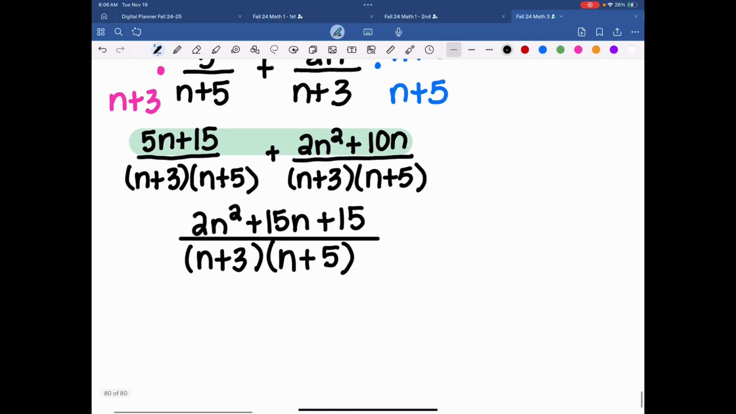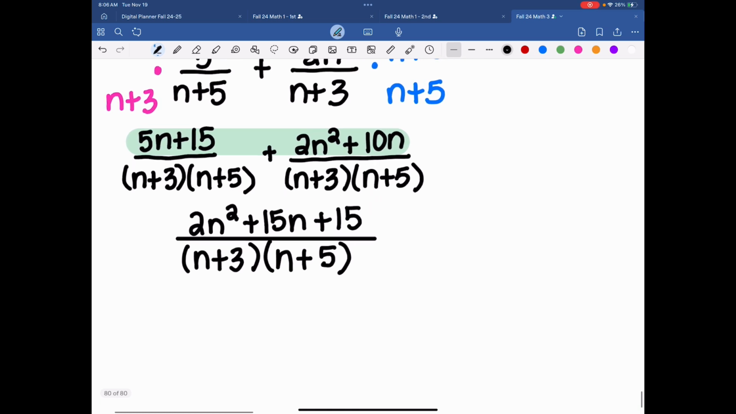Now, this is a situation where we may or may not be able to simplify, but we definitely need to check to see if we can simplify this and see if any of our factors cancel each other out. So in this situation, we would technically try to simplify this by sliding that 2 to the 15. So that's going to become n squared plus 15n plus 30.